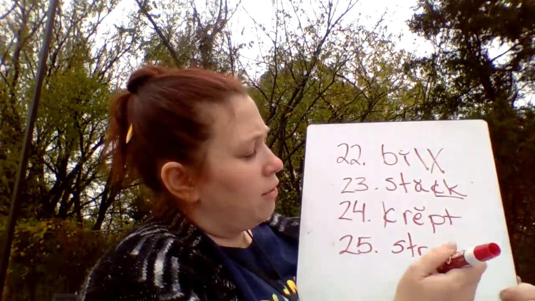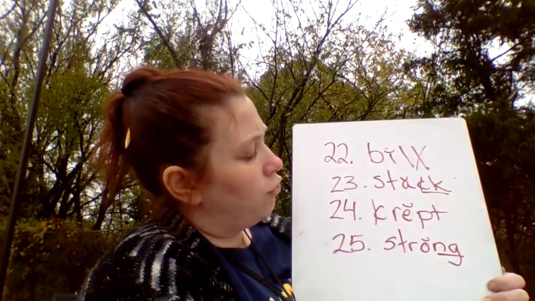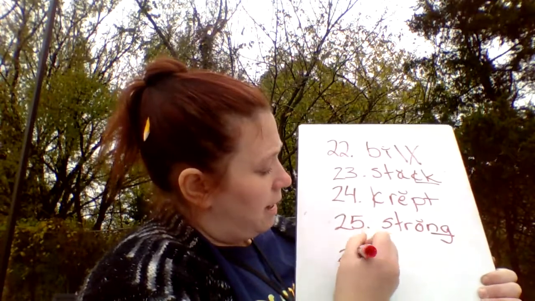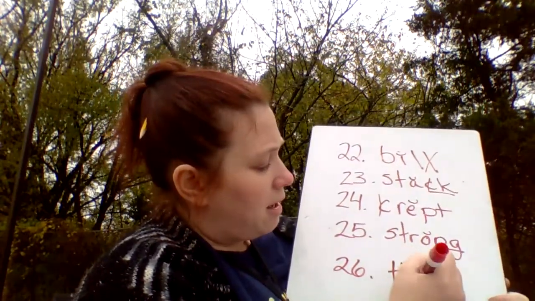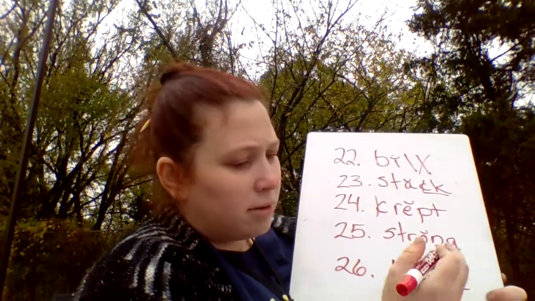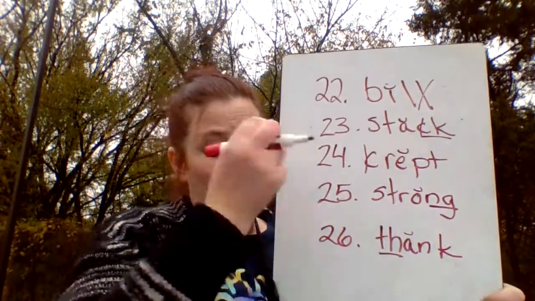25, strong. We're going to underline our ng digraph. Here again we have the str blend, but we don't need to do anything with that, and then we have vowel consonant, and it gets a breve. Strong. And last, number 26, thank. We underline our th digraph, and then we have vowel consonant, and it gets a breve. All right, make sure you have all those down. Pause if you need to.